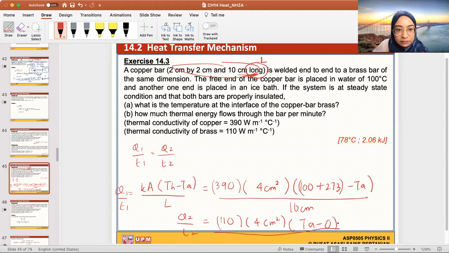No, no need to convert to Kelvin. If it's converted to Kelvin, you have to add the Kelvin. Okay. So your L is 10, and 4 cm square as well. So this is how your equation looks like. And to solve for TA. Jaya, you haven't calculated yet? Not yet. Okay, thank you Jaya. Can anyone help out Jaya?